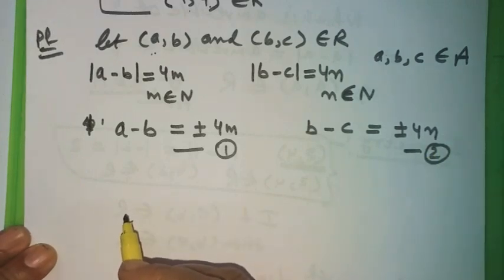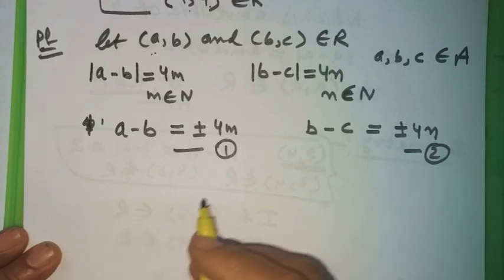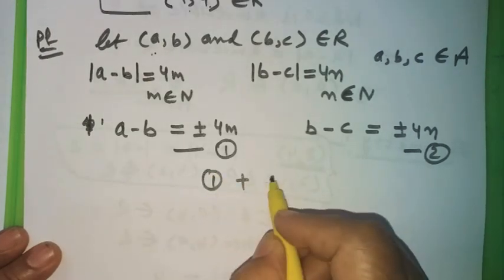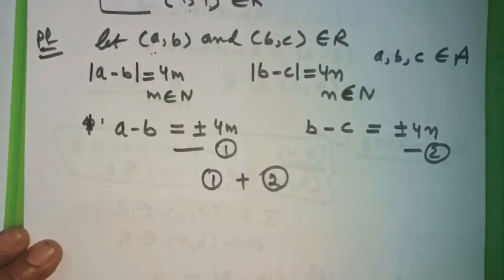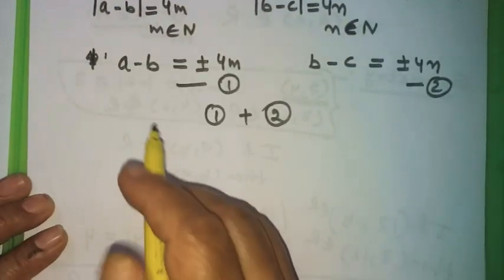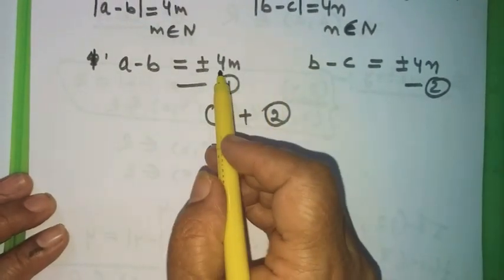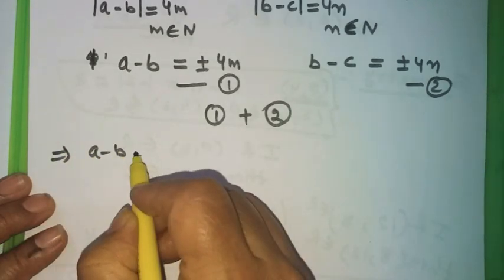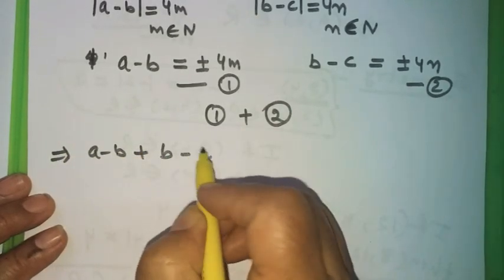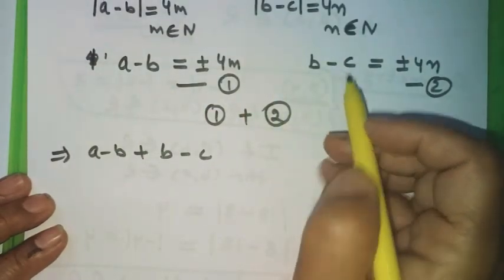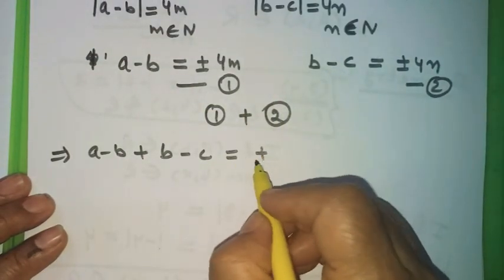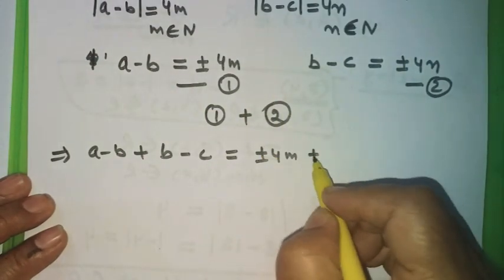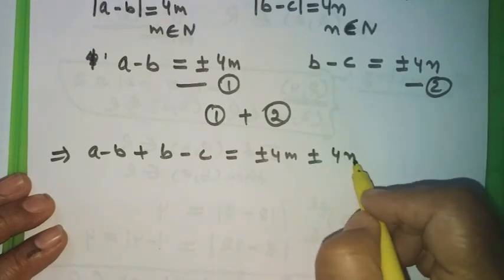I hope you are understanding what is going on. Now we add the two equations 1 and 2. How do we add the two equations? We add LHS with LHS and RHS with RHS. So we get A minus B plus B minus C should be equal to plus minus 4m plus minus 4n.